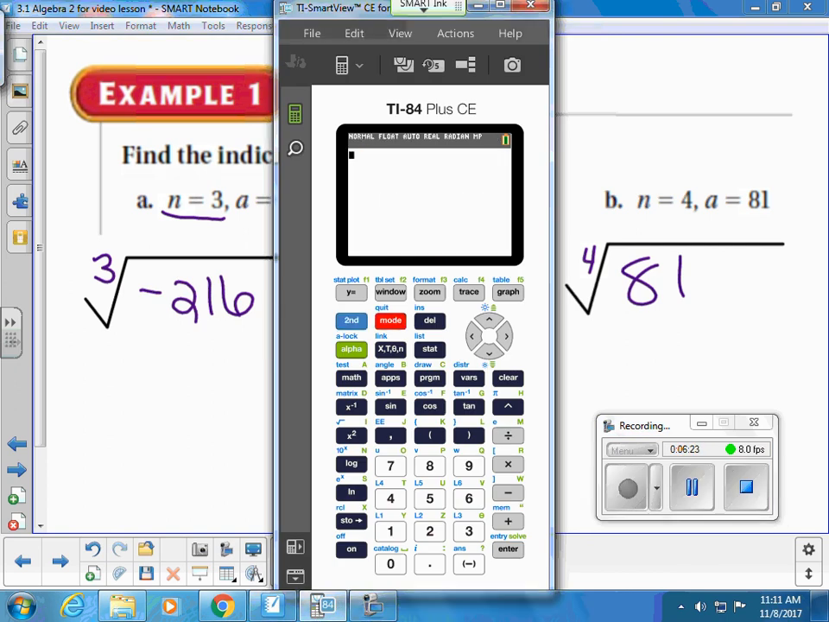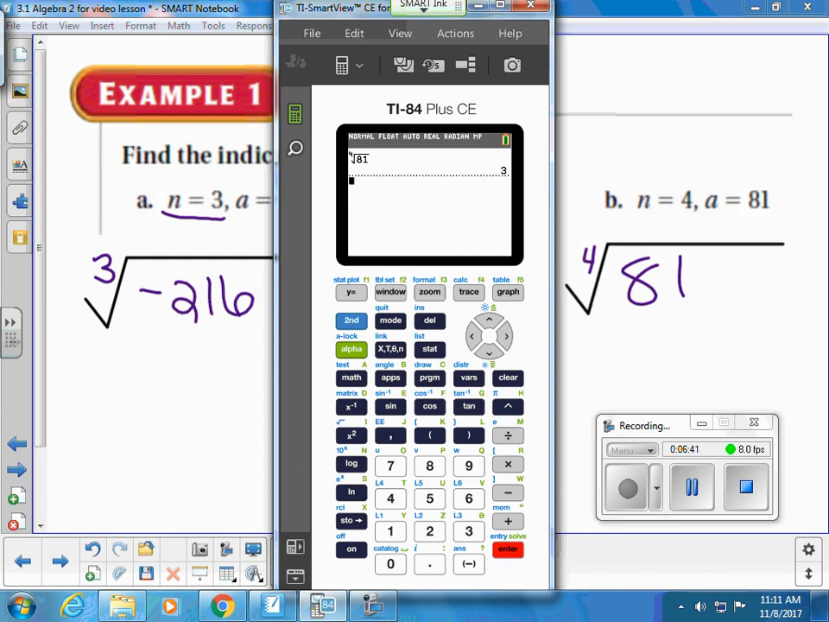All right, so I do actually have to hit the 4 first to tell the calculator this is going to be a fourth root. And then you're going to go Math 5. See how that 4 just jumped into the radical symbol, so it's a fourth root of 81. That's how you would type it in.